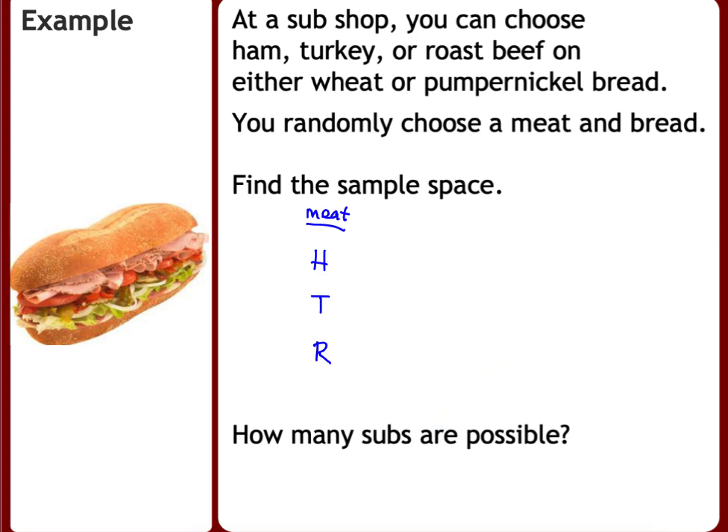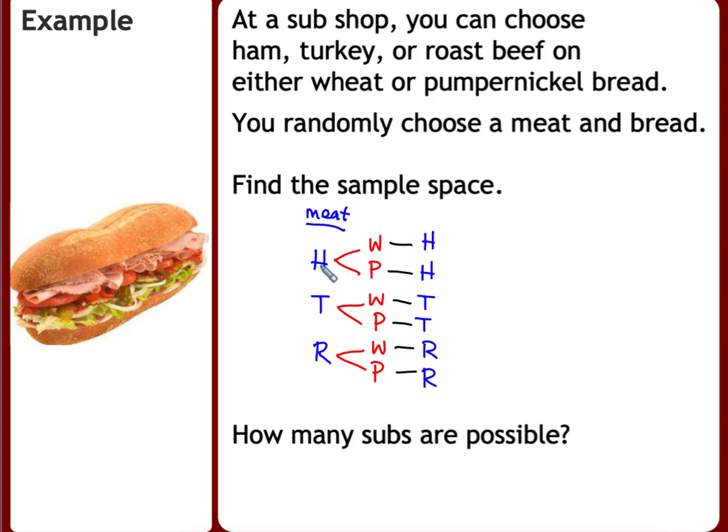All right, next I get to choose a bread. So for ham, I can have that on wheat, or I can have ham on pumpernickel. I can have turkey on wheat, or turkey on pumpernickel, and I can have roast beef on wheat and roast beef on pumpernickel. So my final outcomes, which is my sample space, I would have ham for those, turkey for these, roast beef for these options.